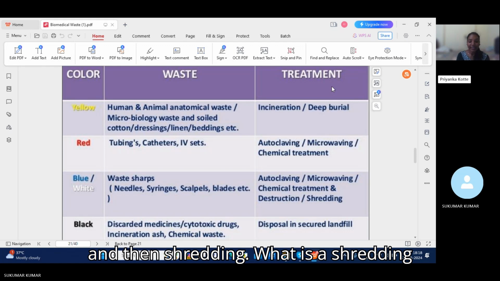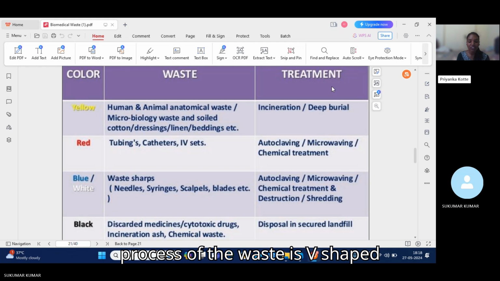And then shredding, which I mentioned, is nothing but a process where the waste is de-shaped or cut into small pieces. We cut down the shape and cut the material into the smallest pieces. So these are the three things. Here again, the things which undergo this process of microwaving, hydroclaving and shredding are non-infectious biomedical waste. Next one is deep burial.